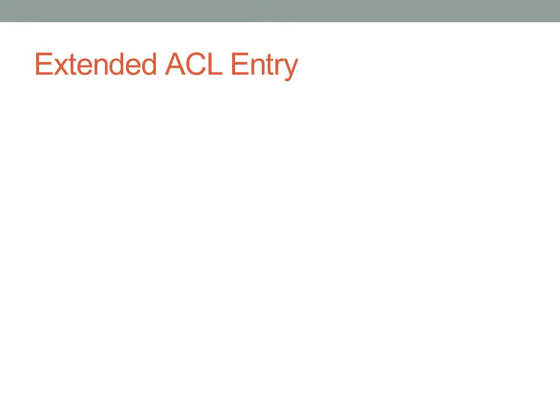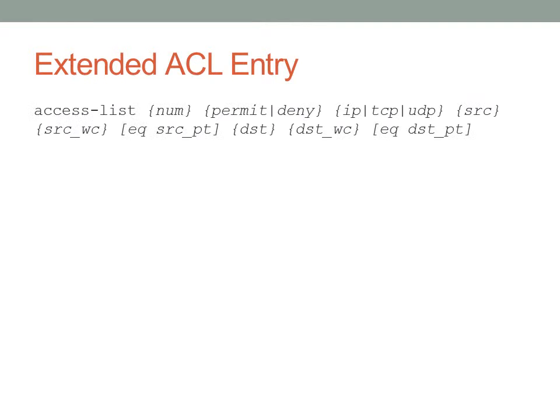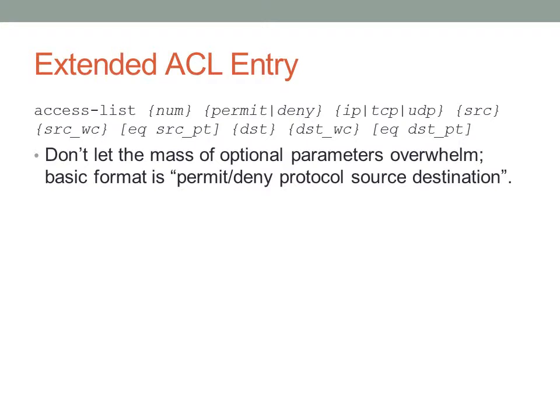Now we'll talk about extended access lists. These are the more powerful and probably more commonly used of the two access list types. You'll look at the syntax for this and probably say, Ryan, what are you doing? There's a lot here, but don't let this mass of parameters overwhelm you. Basically, the format is the same. You're going to have an access list and then a number, and then a permit or deny, followed by the protocol, and then the source, and then the destination. So access lists are typically permit or deny, protocol, source, destination.